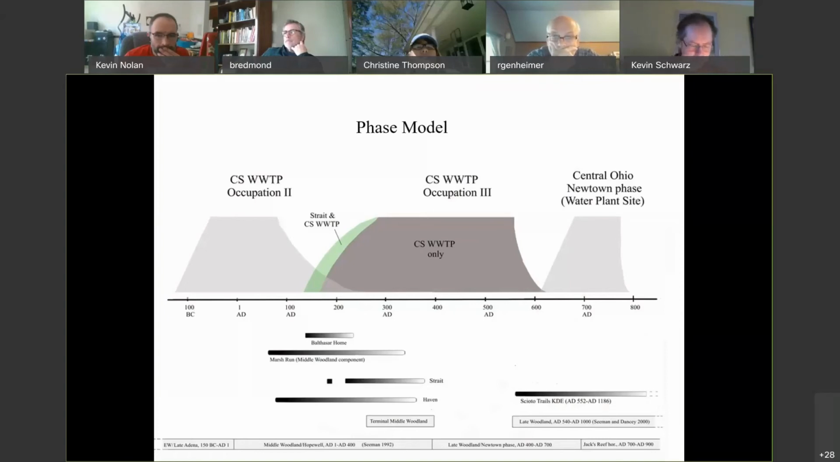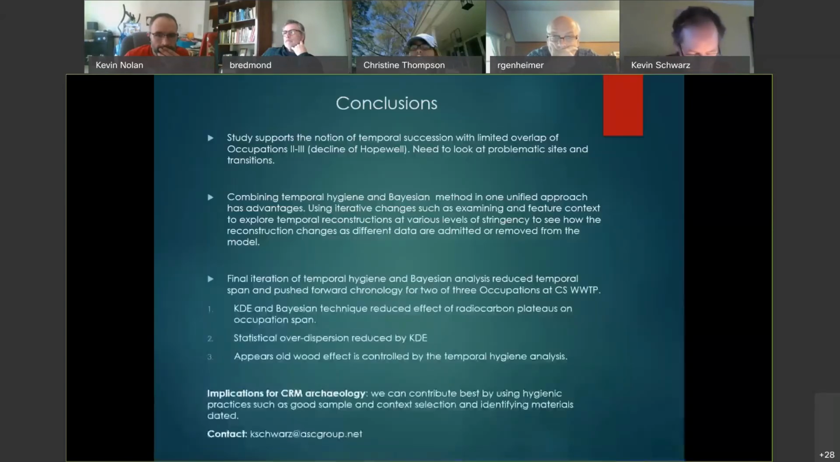So in conclusion, I hope I haven't taken up too much time. I'm still supporting notions of temporal succession with some limited overlap of occupations 2 and 3, which is a period of the decline of Hopewell, or the transition period at least. Need to look at the problematic sites and transitions. Combining the temporal and Bayesian analysis in one unified method has some advantages.